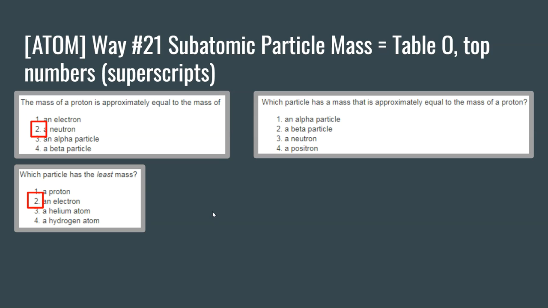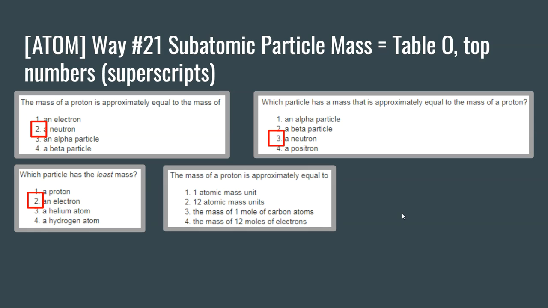Once again, look at Table O and determine the answer. If you look on Table O, you'll find that the mass of a proton is 1. The only other particle that has a mass of 1 is a neutron, so the answer is 3.